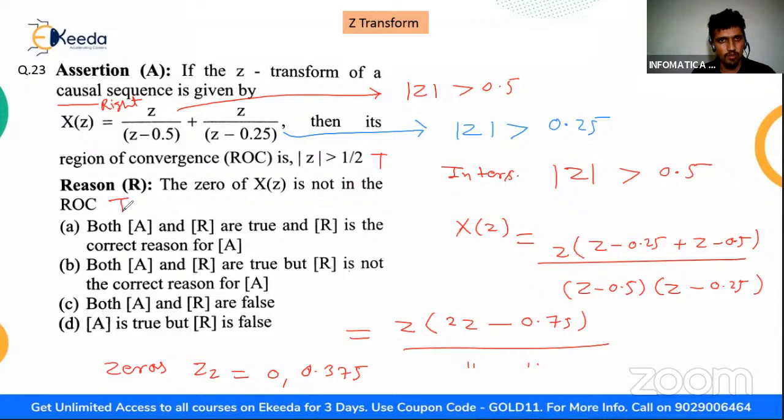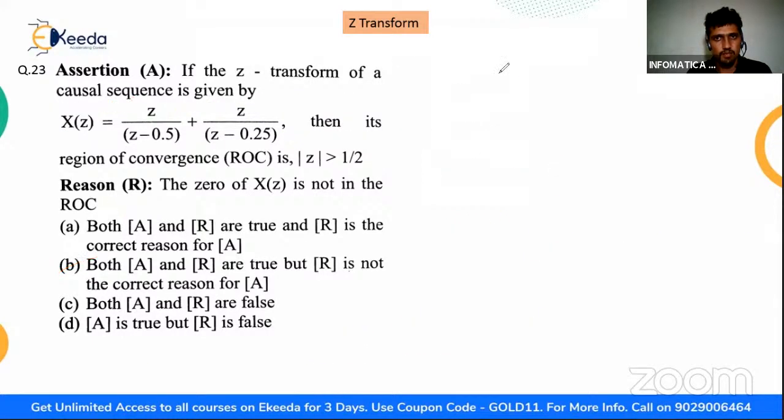This is also true, but this is not the correct explanation of that. So the answer is B. What would be the correct explanation? If they had mentioned that poles of X(z) are not included in the ROC, because the ROC never contains any pole, in that case it might have been the correct explanation of that assertion. So both are true, but not the correct explanation. Now, next.